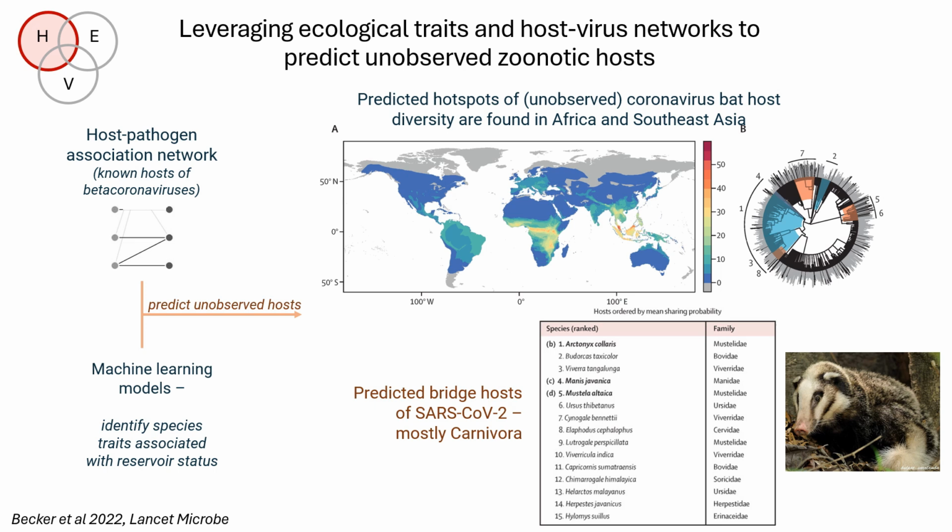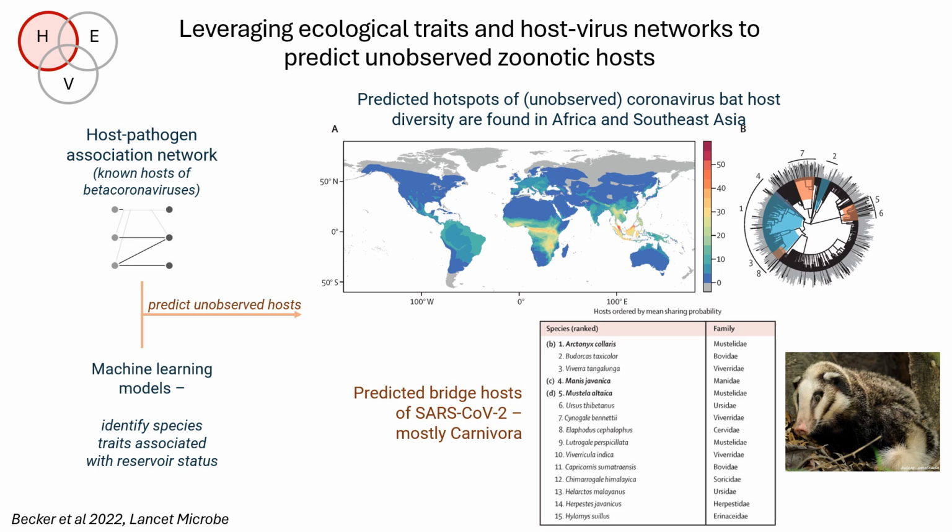And so this is a paper by my colleague Dan Becker trying to do this during the COVID pandemic to try and predict likely bat hosts of beta coronaviruses, and showed that in this top map here there are predicted hotspots of unobserved coronavirus bat host diversity that we expect to be in Africa and Southeast Asia. But then they also use these models to try and predict the most likely bridge hosts of SARS-CoV-2. And you can see in this table here a list of candidate species that these models predicted to be most probably involved as bridge hosts in SARS-CoV-2's emergence process.